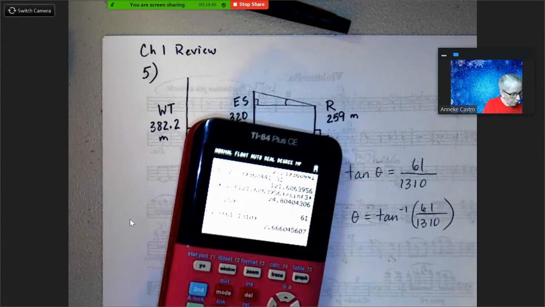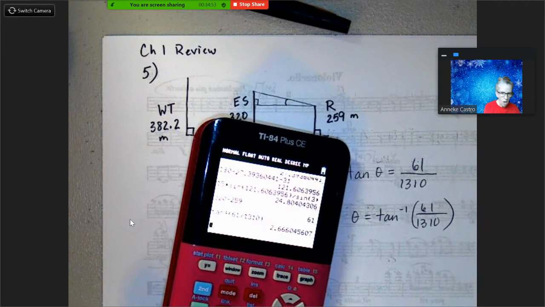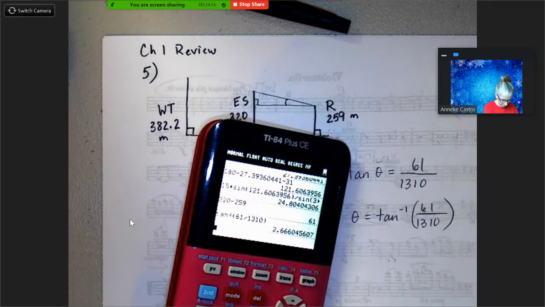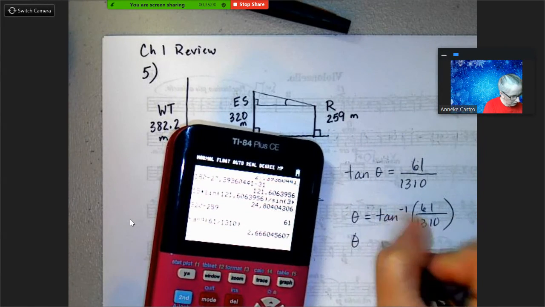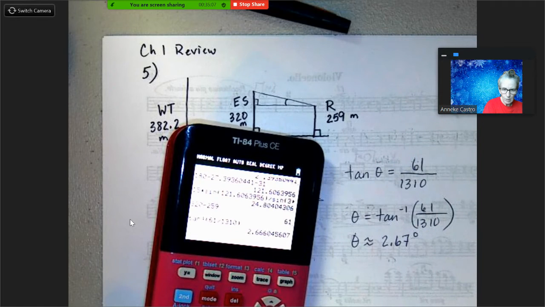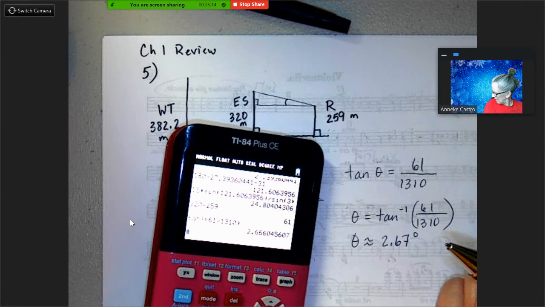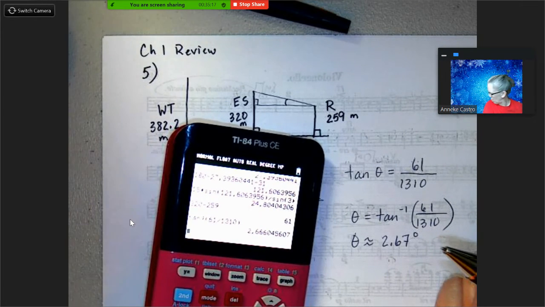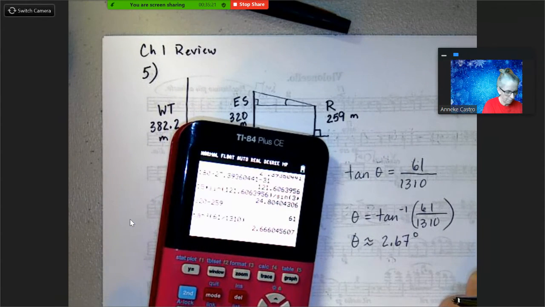2.666. So if you look in the back of the book, I believe it said the answer was 2.7. Why they're not rounding off to 3 significant figures, I don't know. Kind of bugs me how this book is doing that. So theta is approximately equal to 2.67 if we're going to 3 significant figures. And I was working in degrees. You can see up here I'm in degrees. They didn't specify how they wanted the answer, so it's our choice. So I'm in degrees. All right.